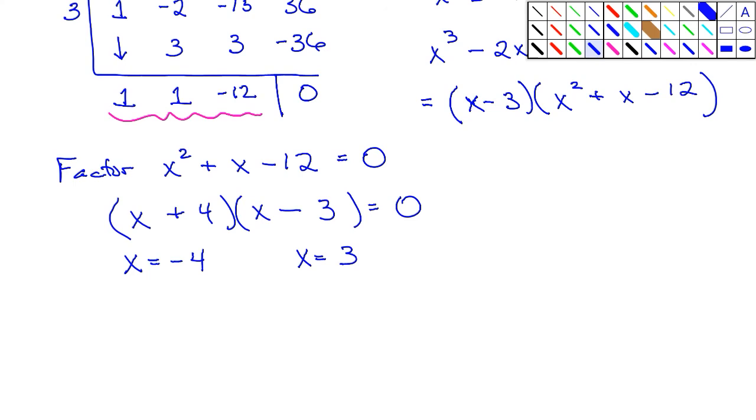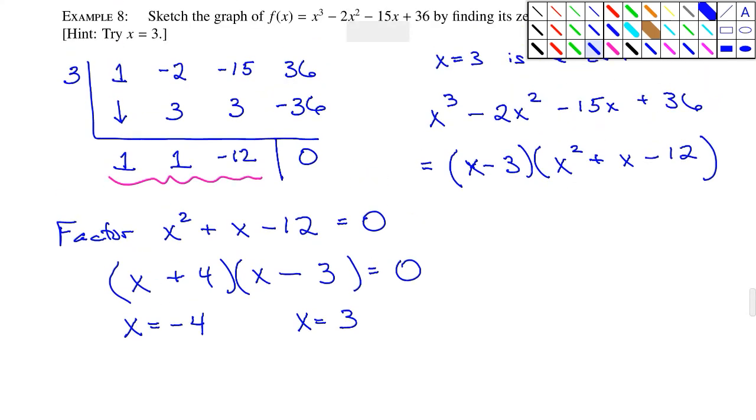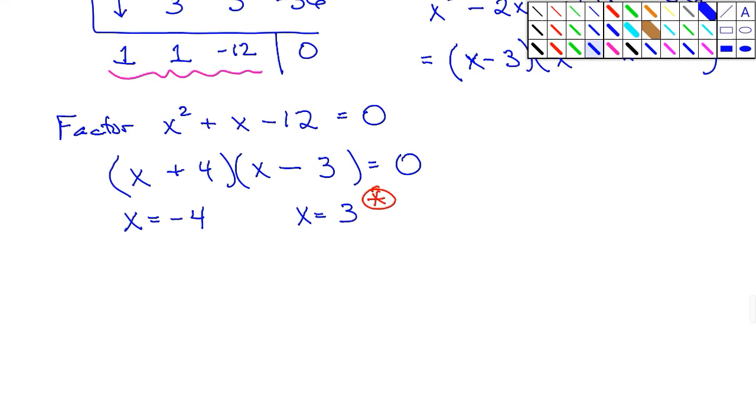Now, you should notice that this x equals 3 and this original one x equals 3 from this synthetic division, those are different x equals 3s. They're different ones. So that is going to be multiplicity 2.